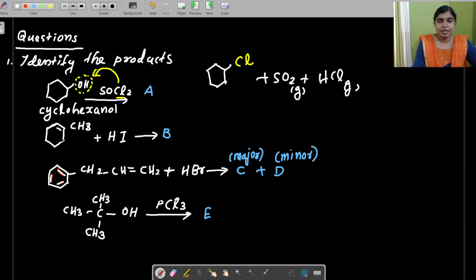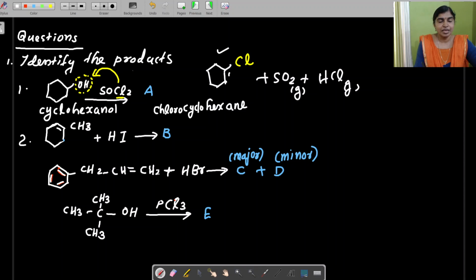So how will you name this compound? This is hex plus ane. What about the term? This involves cyclo. And there is one substituent, at the first position. So you can write 1-chlorocyclohexane, isn't it? Or you can simply write chlorocyclohexane. That is the name of this compound. And what about the second one? Here the second question.